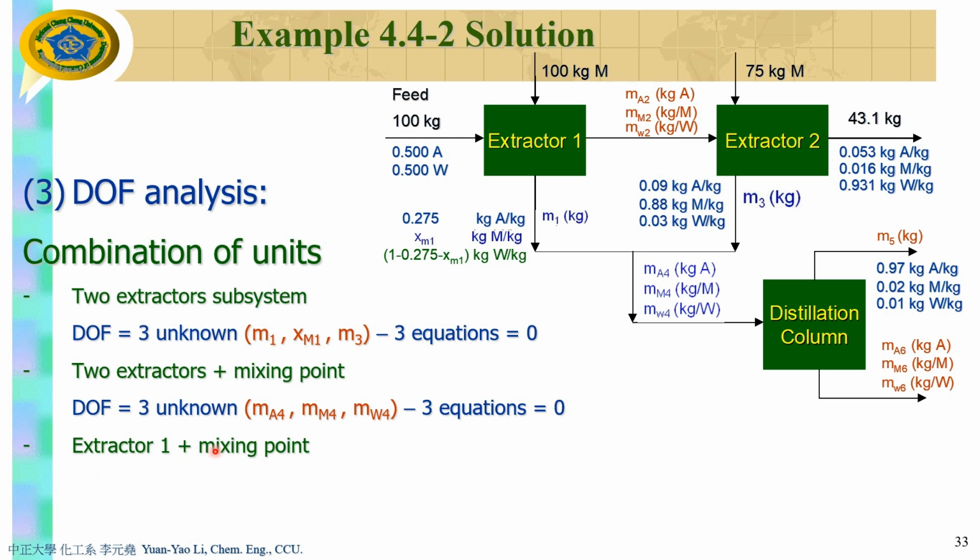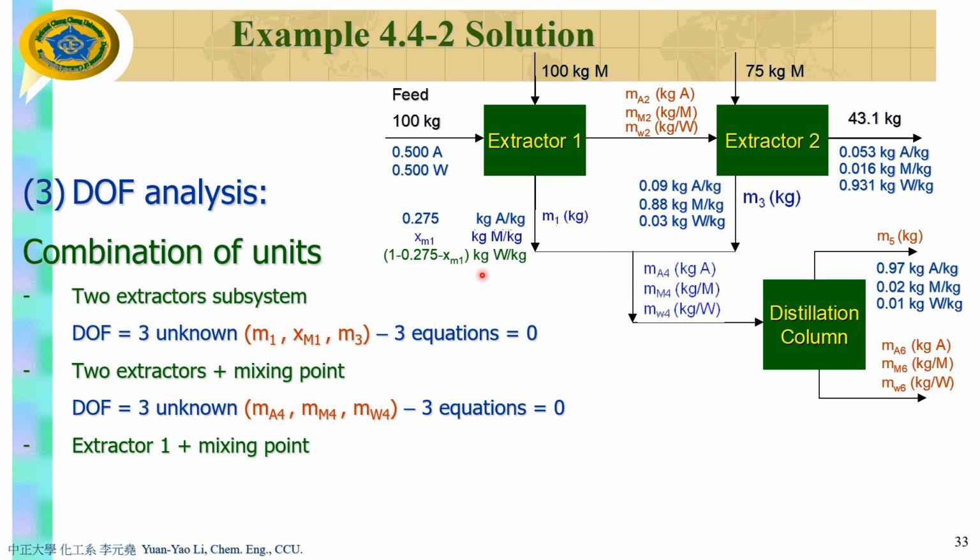Okay, so the extractor number 1. So now you go back. You can go to extractor number 1 with the mixing point here. Of course, you can do something like here, or you can do it here. But the example tells us that you do this one. Extractor 1 and mixing point, which is this one.